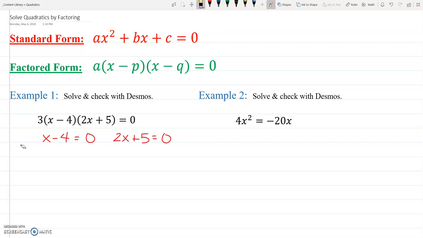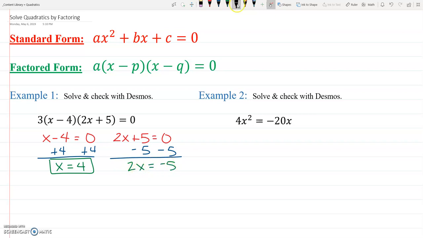I said this something equal to 0. I said this something equal to 0. Now I just solved them both. This one had 4 on both sides. So I get x equals 4. That is a solution to this math problem. This one requires a little more work. Minus 5 on both sides. 2x equals negative 5. Divide both sides by 2. So my answer is x equals negative 5 over 2.